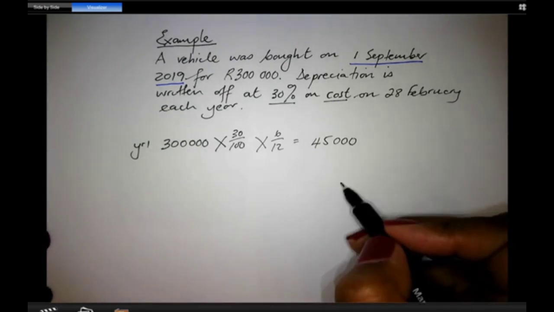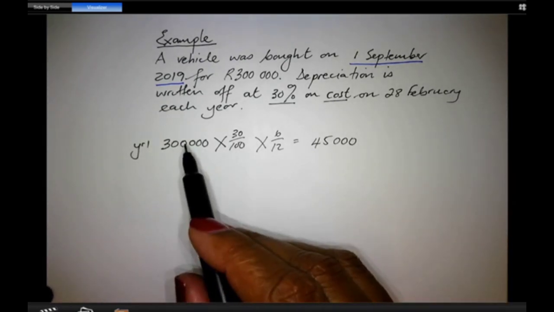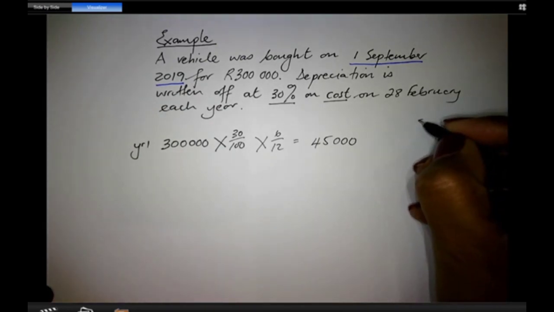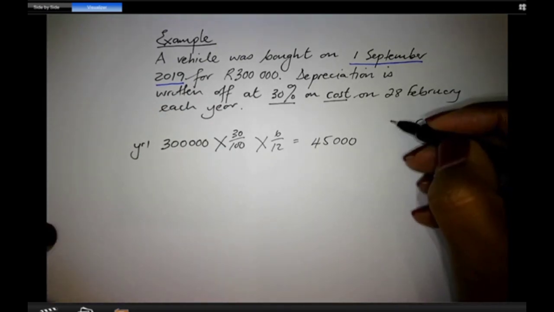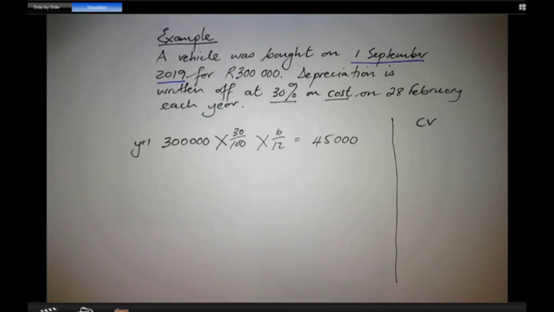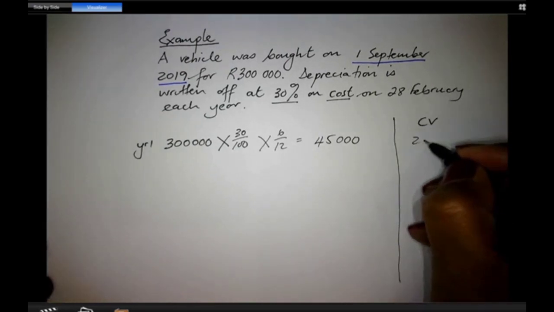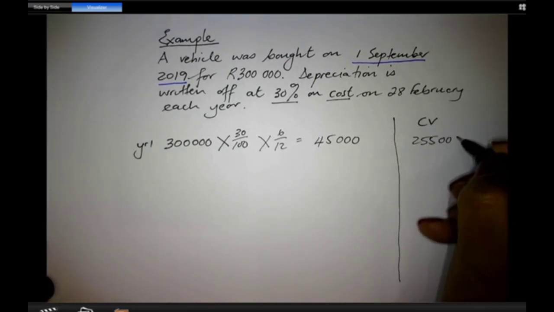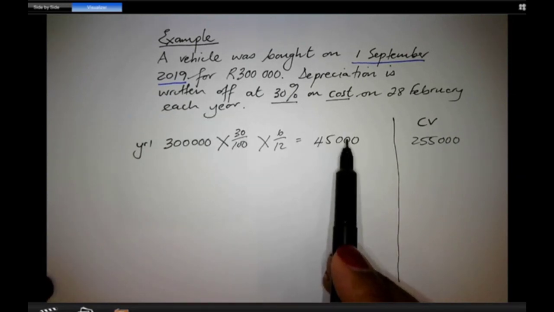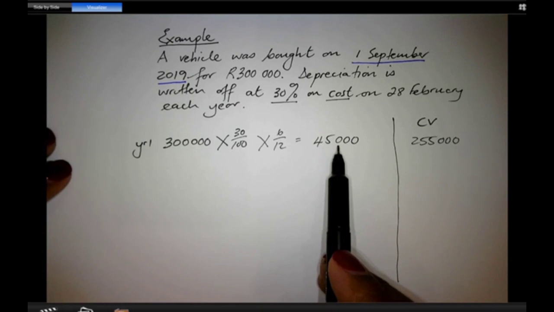Now, we can work out carrying value as well. Carrying value will be 300,000. I'm just going to put a running total here of carrying value, because that's really what we're looking at. So 300,000 minus 45,000 gives us 255,000. How did I get carrying value? I said cost price minus the depreciation, which becomes my accumulated depreciation.